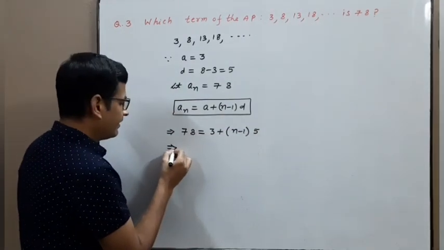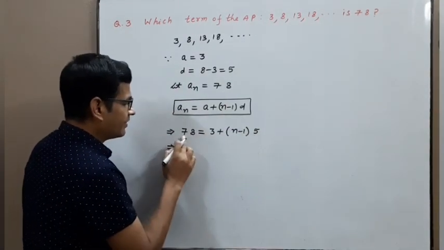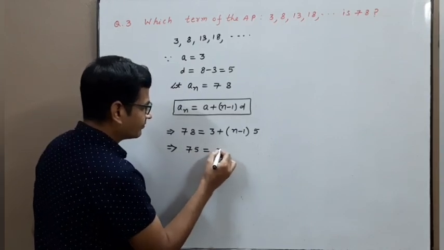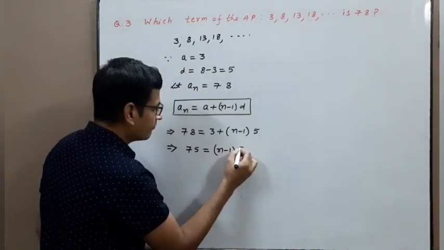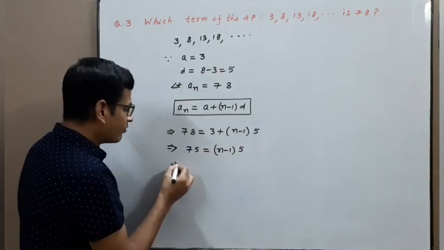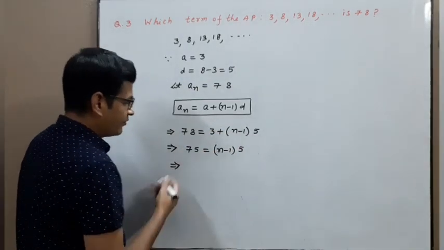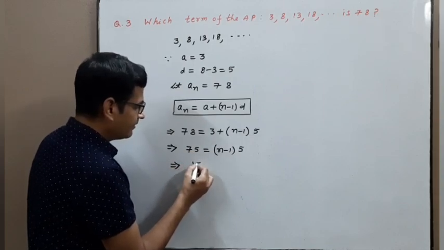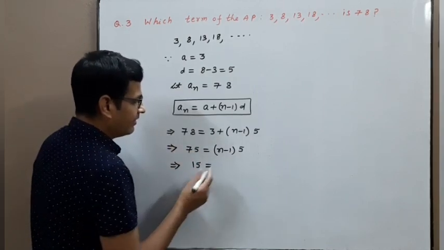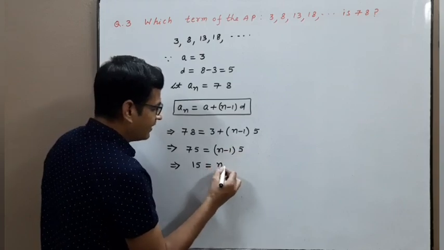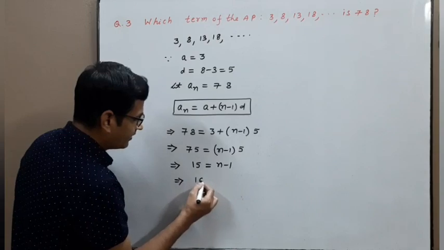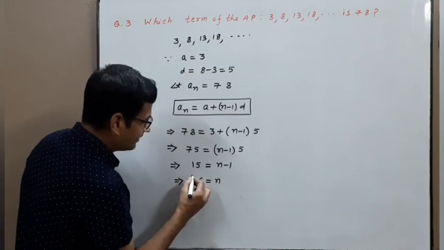Now simplify. Send 3 to the other side, so 78 minus 3, 75. Now divide both sides by 5. So on the left-hand side, 75 upon 5 is 15, and dividing the right-hand side by 5, we get n minus 1. Send 1 to the other side, so 16. So the value of n is 16.